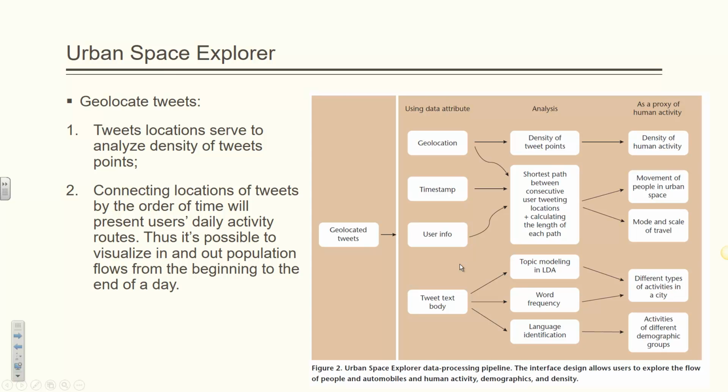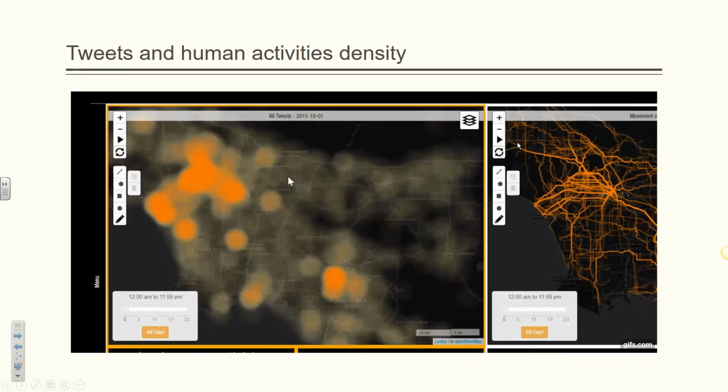Then they come to the tweets geolocation. Tweet locations serve to analyze the density of the tweet points in this urban space. With the characteristic that tweets are geolocated, this paper first derived the tweet density to get human activity density, which is the first row up here.